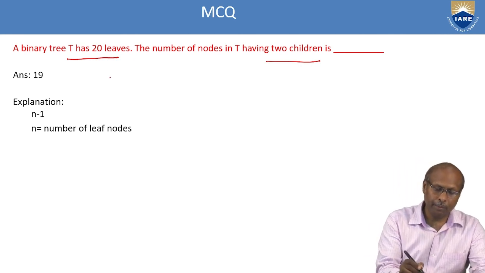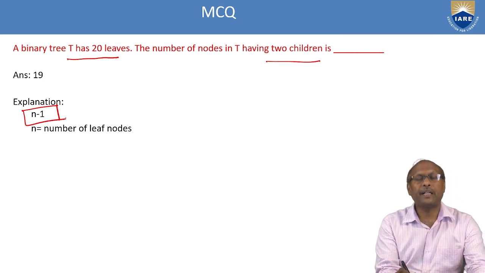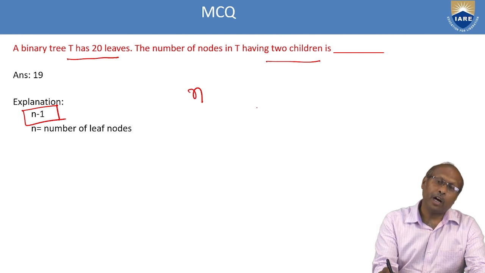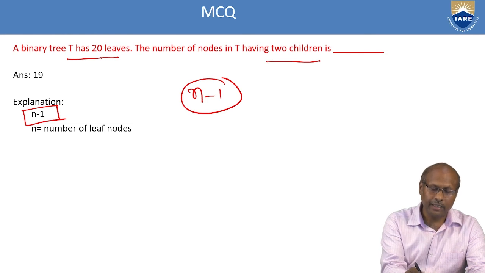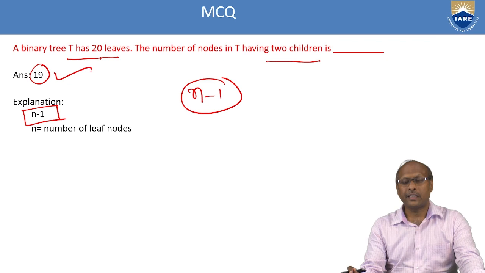There is a simple formula, the n minus 1 formula. If there are n leaves, then the number of 2-children nodes is n minus 1. Here n is 20. So n minus 1 is how much? 19. So the answer is 19.